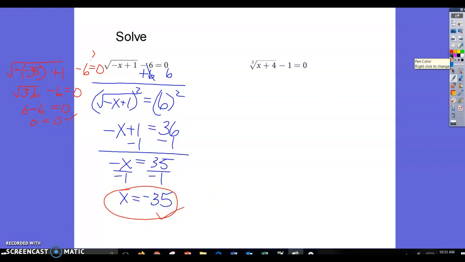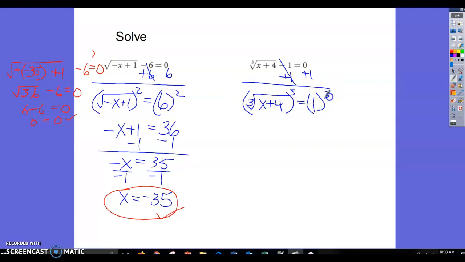All right, on to the next question, whatever question this is, 2 or 3. So I'm going to add 1 to both sides. I'm going to have the cube root of x plus 4. That's going to equal 1. I'm going to cube both sides to get rid of the cube root. So I'm going to have x plus 4. 1 cubed is 1. 1 to any power is 1. And then I'm going to subtract 4. X equals negative 3.